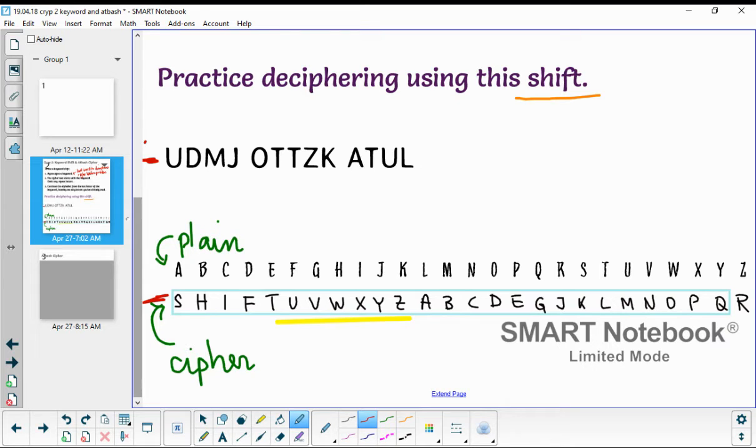I will talk out the first couple. When I look for U on the ciphertext, that's right here. That goes with F on the plain text. D on the ciphertext goes with O on the plain text. Right, I'm going to continue on. You do this as well. Let's make sure we get the same answer, and then we'll know that you're good to go.